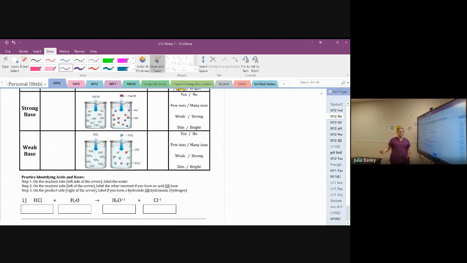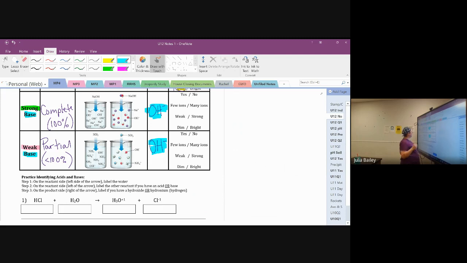So when we start talking about it in terms of bases, we're going to find the same thing. The word strong is what tells me that this is a complete, 100% dissociation. And then the word weak is what tells me that this is a partial dissociation. Less than 100% of it, usually way less than 100% of it, breaks up. The word base is what's going to tell me, though, that what it makes when it's dissolved in water is hydroxide. Because it's a base, it makes hydroxide. The word base tells me that it's going to make hydroxide, but the word strong tells me it breaks up completely. The word weak tells me it breaks up partially.